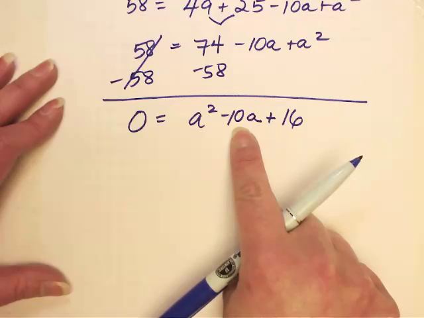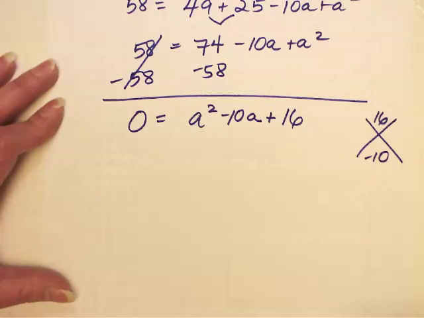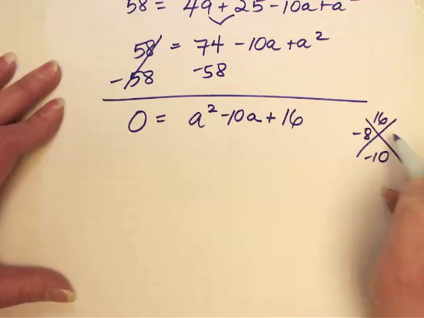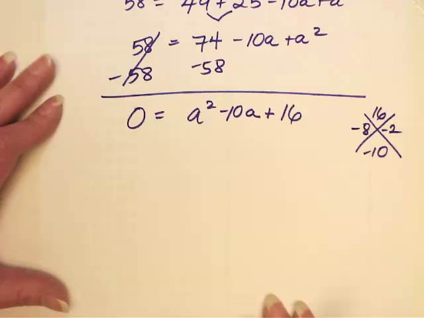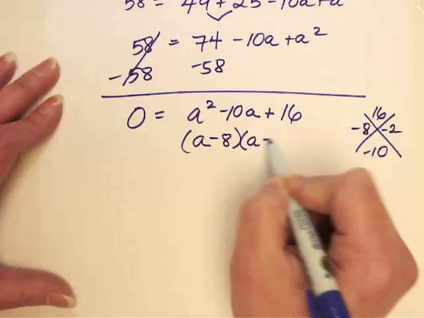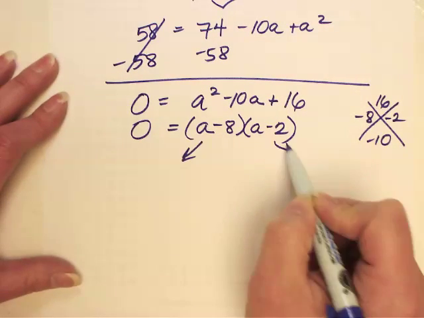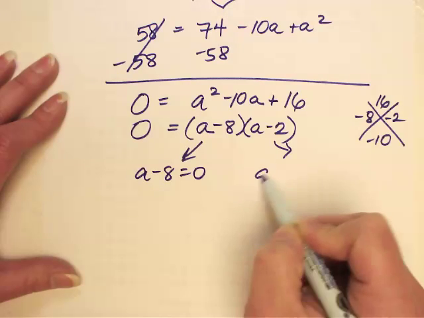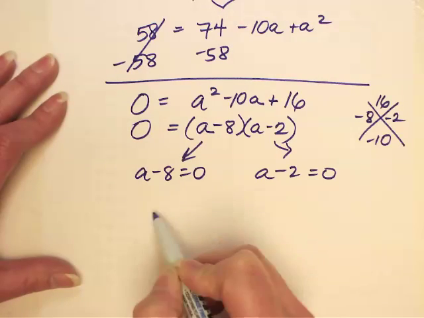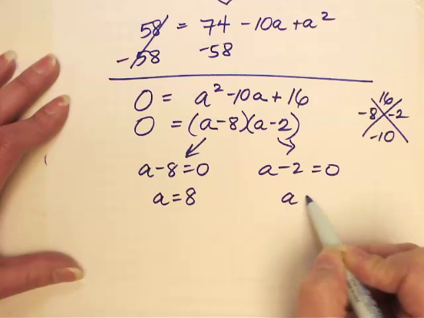So then I'm going to go to my X box, or just simply my diamond since this is a short one. 16, negative 10. What times what gives me 16, and what gives me a negative 10? That's it. Negative 8 times negative 2. So now I'm going to replace. This is a minus 8 times a minus 2. And then I need to solve for each of them. A minus 8 is 0, a minus 2 is 0. Add 8, you get a equals 8. Add 2, you get a equals 2.